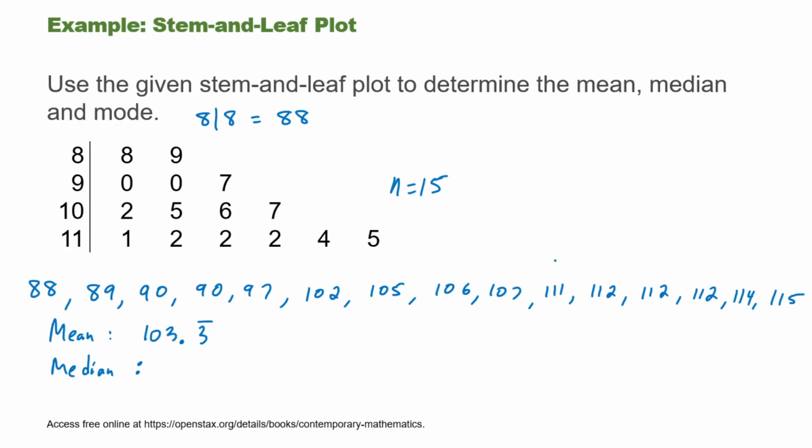For our median, remember we want to count the pieces of data, which we already know that there are 15. So we are looking for the middle piece of data. So what I'm going to do is check off the first and the last repeatedly. So I'll check off 88 from my list, check off 115. Check off 89, check off 114. Check off 90, check off 112. Check off 90 again, check off 112 again. Check off 97, 112. 102, 111. 105, 107, and what is remaining in the middle is 106, so our median is 106.